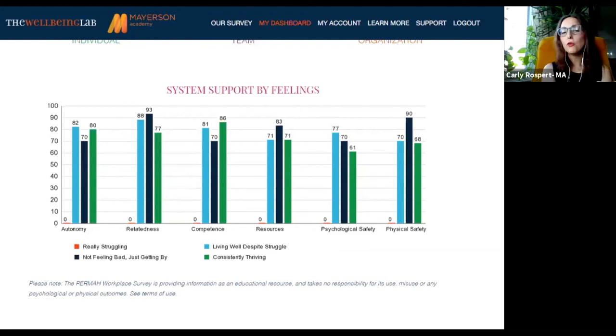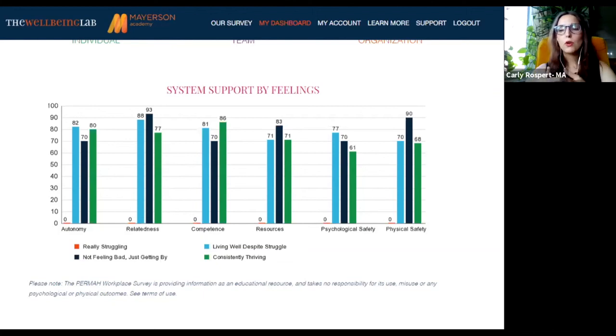And if you remember, we had no one who was really struggling, and we had most of the people in living well despite struggle and consistently thriving, I think 7%, and the not feeling bad and just getting by. What that does is it takes those people who are in those categories and shows their scores as an aggregate according to whatever thing you're looking at. So for this one, the system support. And so you can see that people who are not feeling bad, just getting by, feel like they have lower levels of autonomy than people who are in the category of living well despite struggle and consistently thriving.